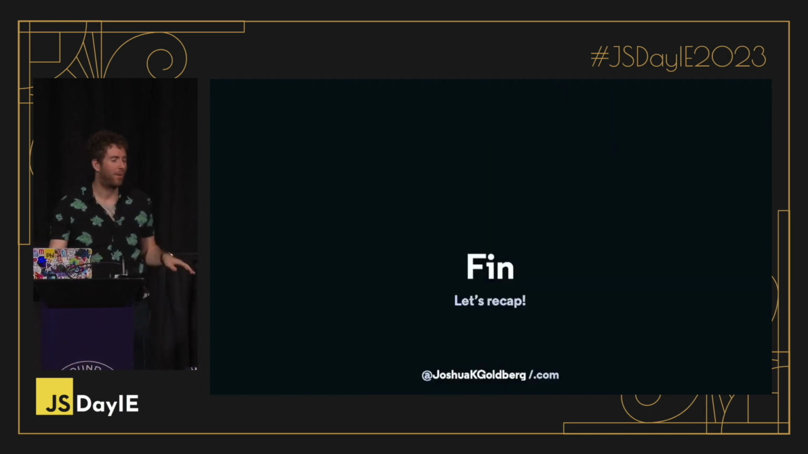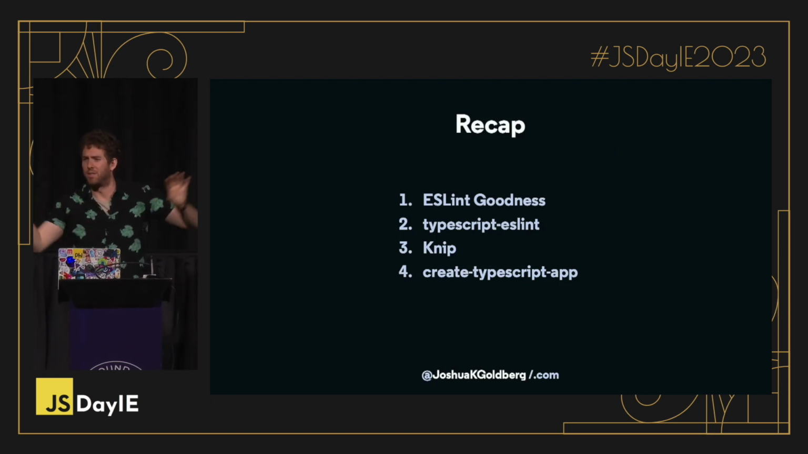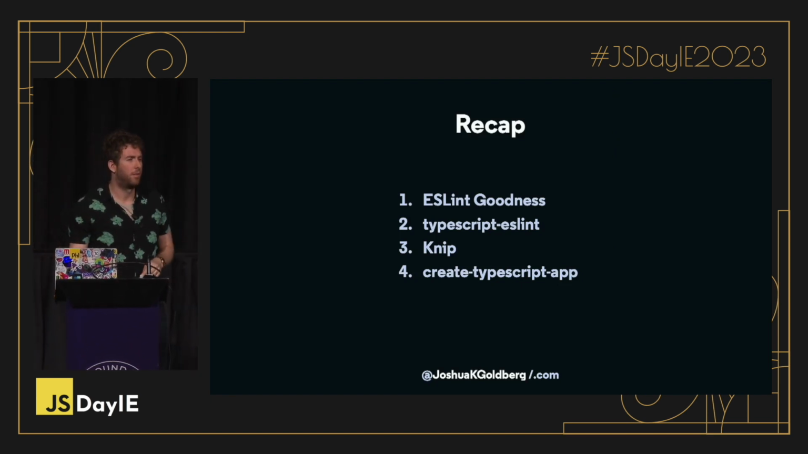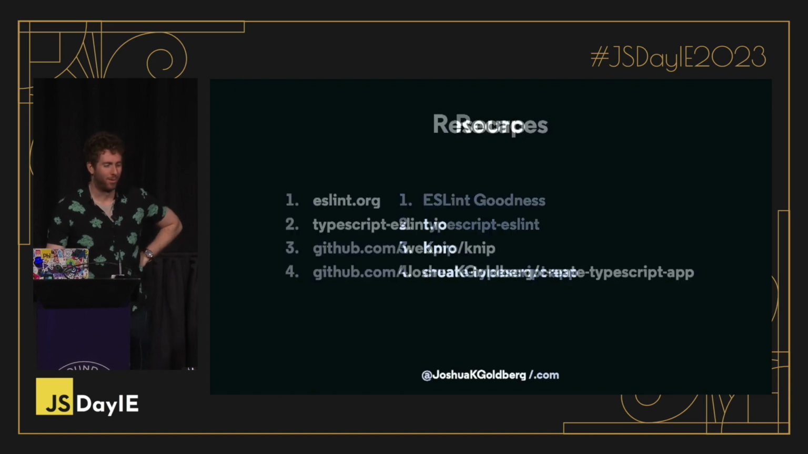So let's recap everything that I went over, because there was a lot. We talked about ESLint, a few different CLI flags, some VS Code stuff. Talked about types linting with TypeScript ESLint. We deleted a third of a button. We talked about knip it before you ship it, and create TypeScript app with a rant.